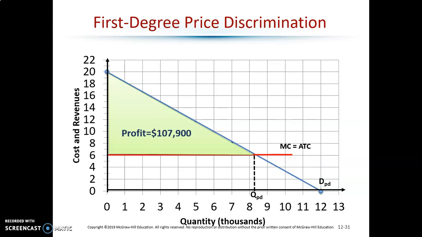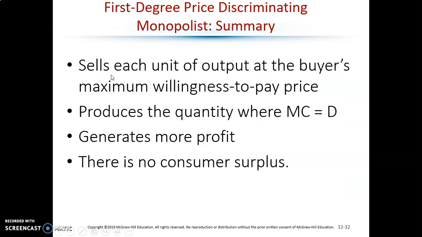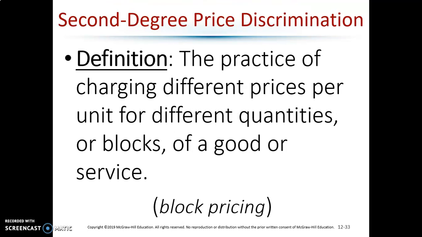And of course, this is why producers would want to do it. Their profits go up. If this is a market price in perfect competition, that's what you sell even to people up here. But if you can sell to people up here, then you make even more money. So that's a nice dream to live in if you run a business, but it's not quite realistic. So let's get on to second-degree price discrimination. This is a little more realistic.